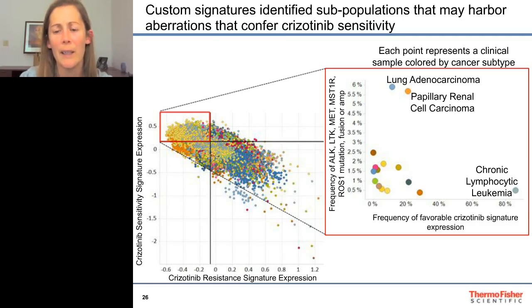And so I think this helps illustrate the point that using signature expression in addition to these other univariate biomarkers is potentially helpful in shaping the form of clinical trial design.